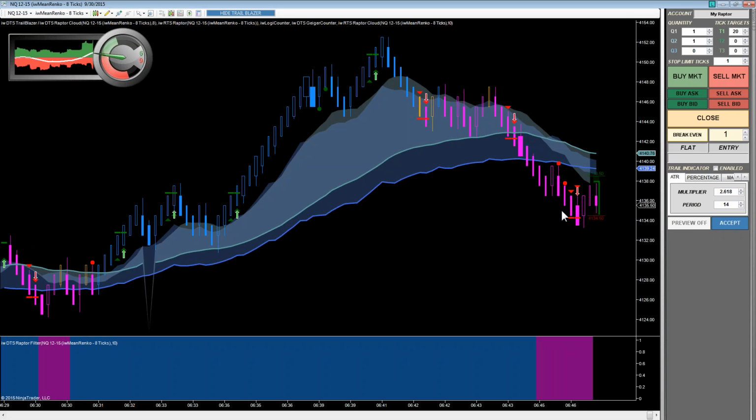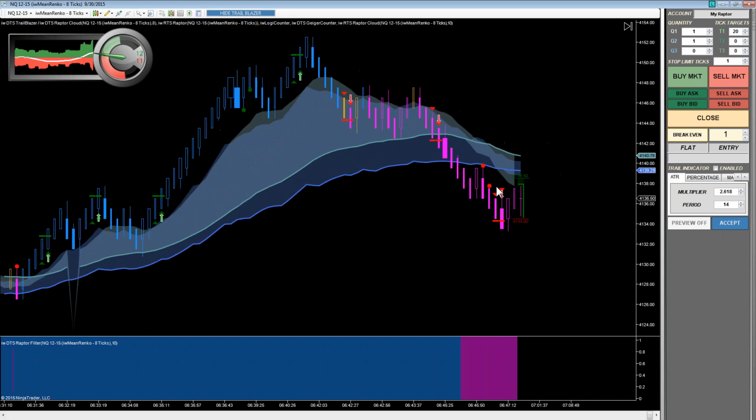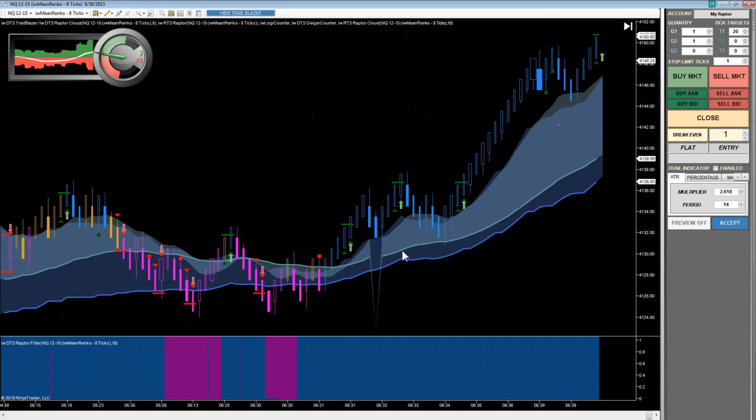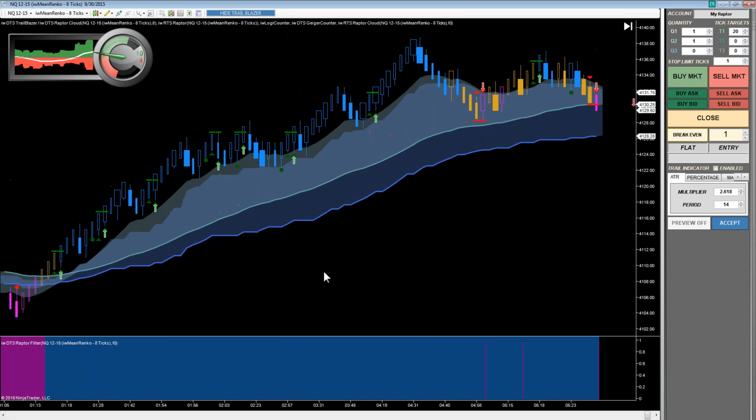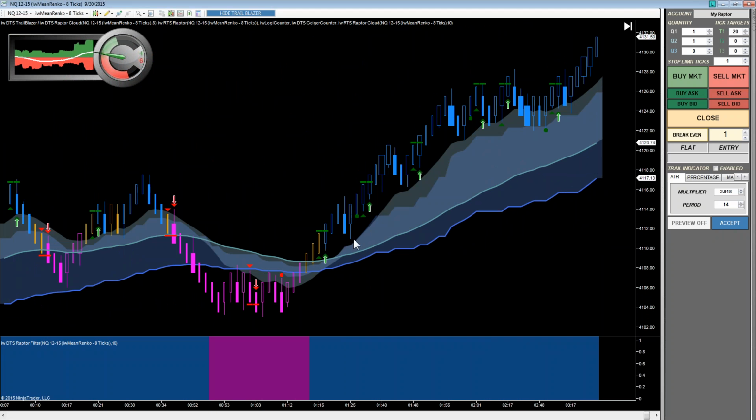Now we're getting the clouds crossing over and we're producing a possible sell signal here. When the clouds cross over on your Raptor, remember, let's get way back here. They do tend to lend some support to the initial signal, so that's what I'm looking for now.